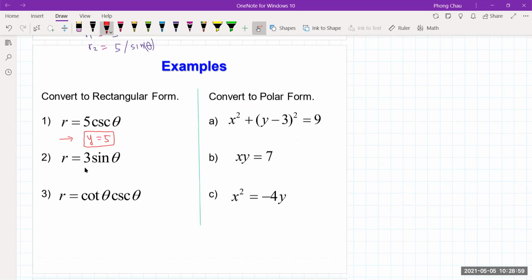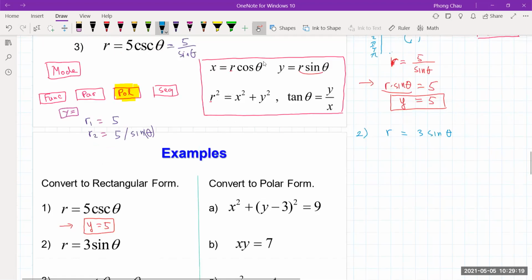Now look at number two here. r equals 3 sine theta. So how are we going to convert to the rectangular form? Again, you'll be using these four formulas, and you're going to pick the one that works. So which one do we choose? It's actually easy. Look at the equation here. This equation has sine theta, so that means you have to pick the one with sine theta, which is this.